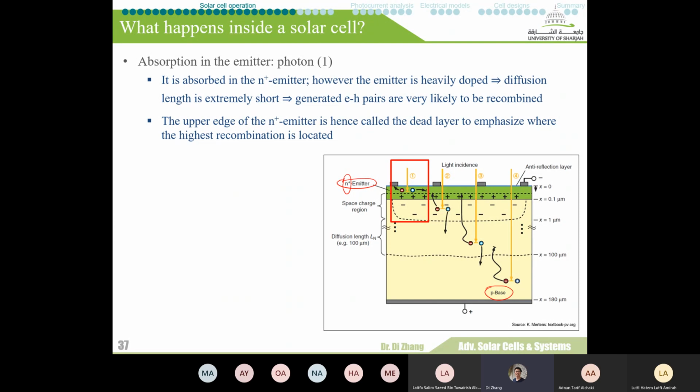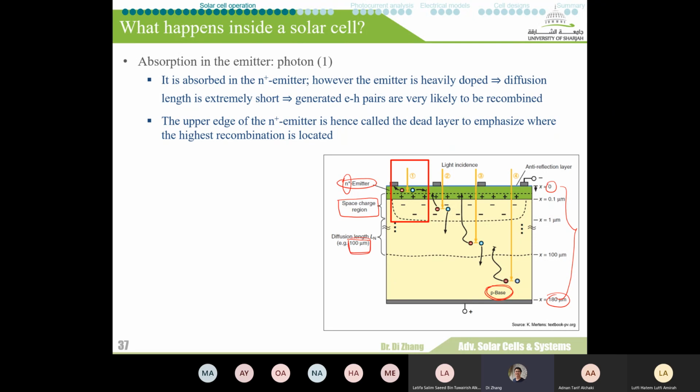The overall solar cell has about 200 micrometer thickness, because here we have 180 microns, and from the surface we have a 0 micron depth. Between the p-type and the n-type is where we have the space charge region. Considering the diffusion length, for the p-base material it is about 100 micrometers. This means that once you generate free electrons and free holes, on average they can diffuse across a distance of about 100 microns.